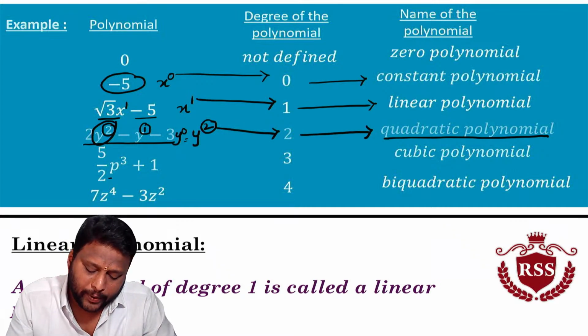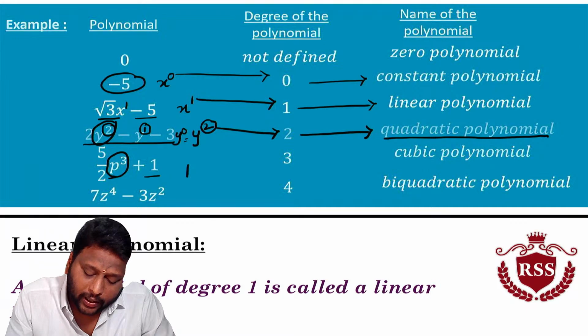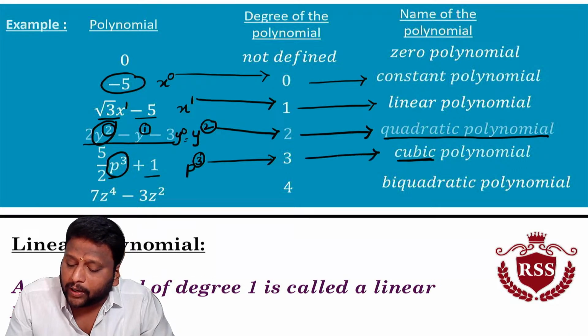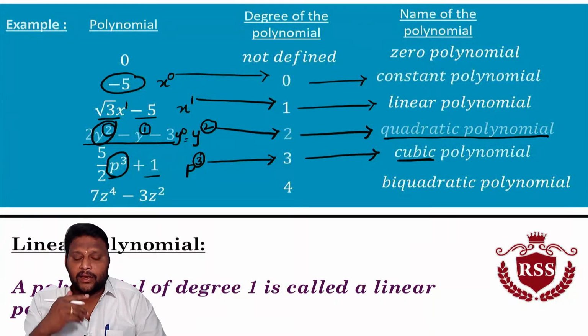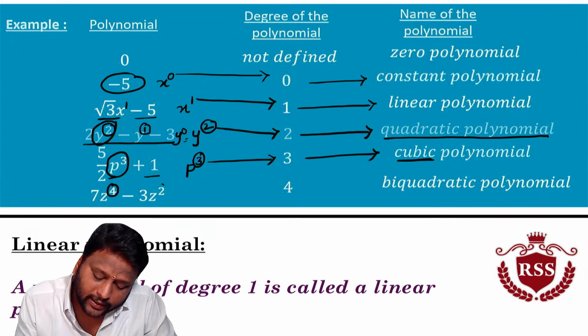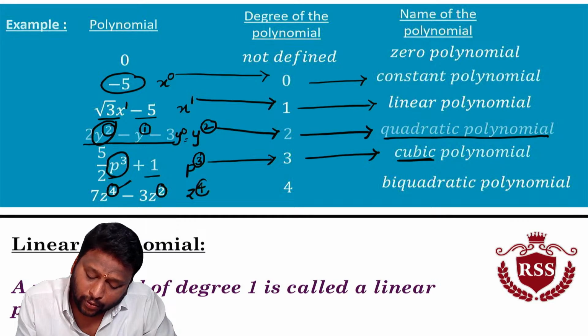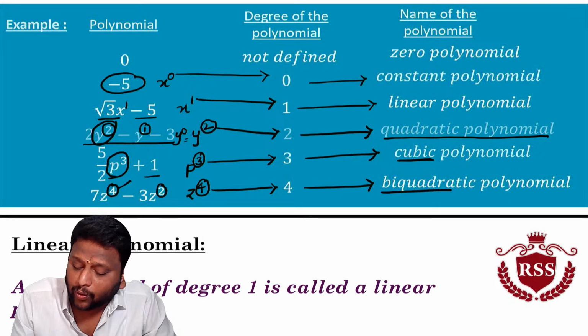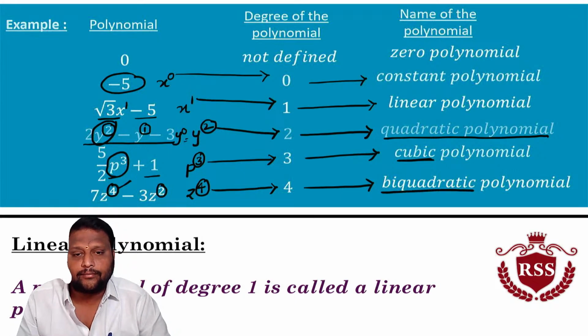5 by 2 p cube plus 1. Cube means 3. 3 means it is a cubic polynomial. Here the power is 4. Here the power is 2. The highest power is 4, z power 4. 4 means degree 4. Therefore, it is a biquadratic polynomial. Clear?